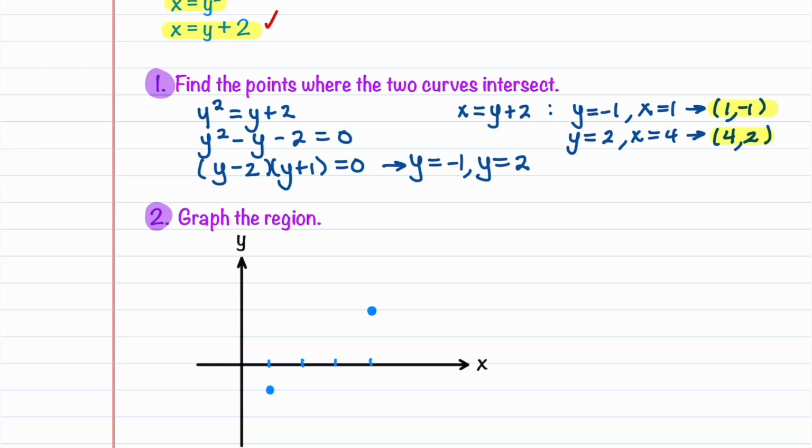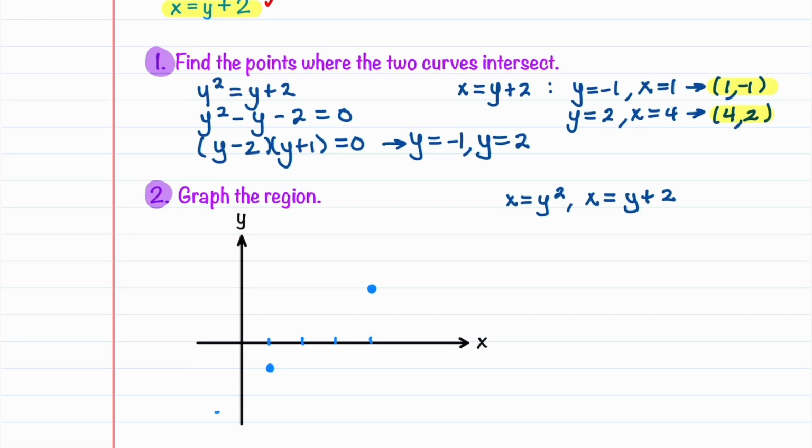Our curves are x is equal to y squared, and then x is equal to y plus 2. Let's graph the straight line first. It's just going to go between these two intersection points. Let's now graph this parabola. It is a parabola that opens to the right and has a vertex at (0, 0). So we can just go ahead and graph this. And we can see that these two curves enclose this area right here.